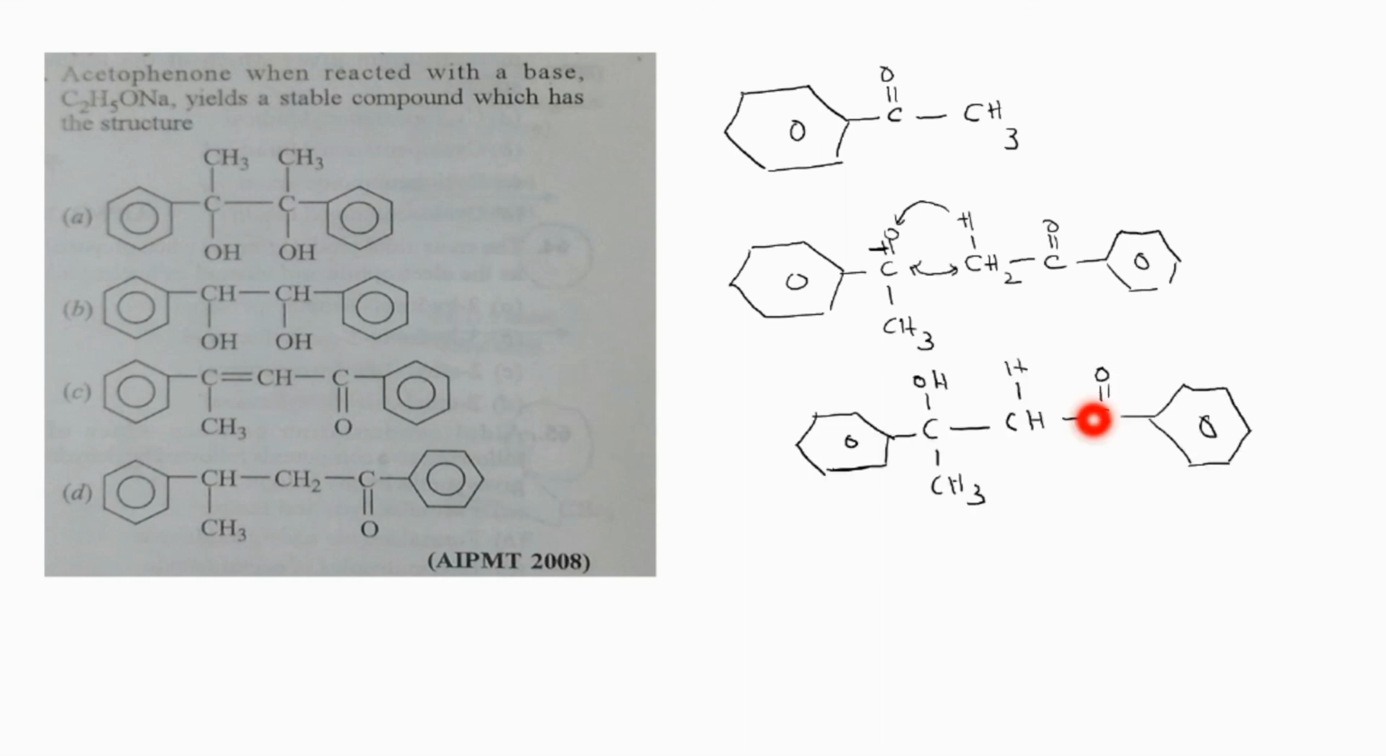So you will be getting beta hydroxyketone or ketol. If you are heating this one, what will be the product of the reaction? One molecule of water will be removed and you will be getting a double bond in between these two carbon atoms. Again, we don't want to write the product. See, already we got the answer. It is option C. It's so easy, right?